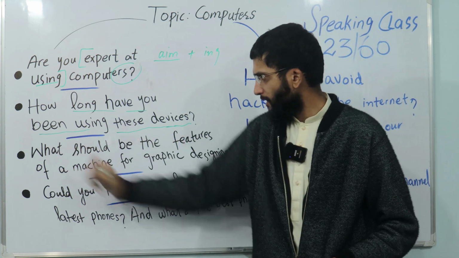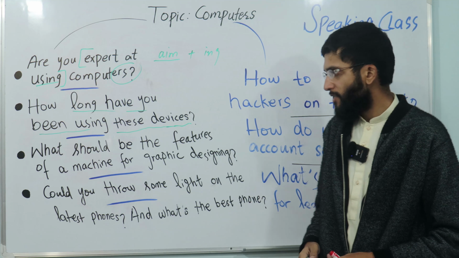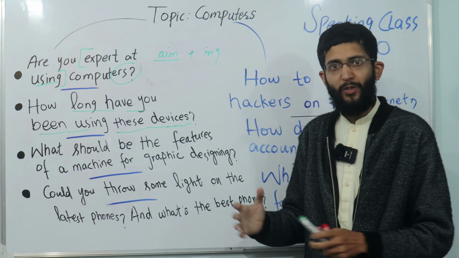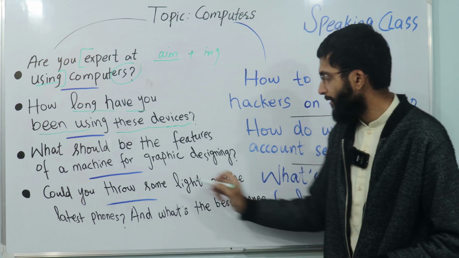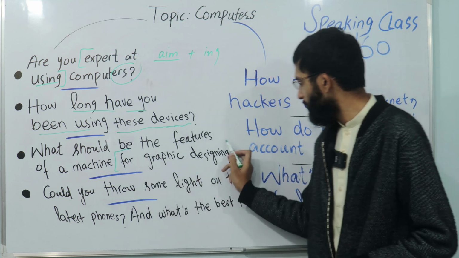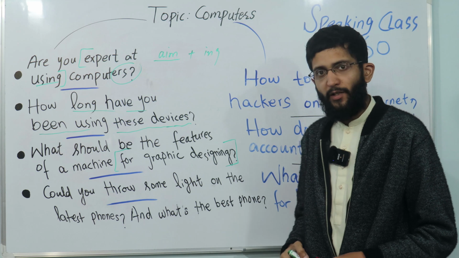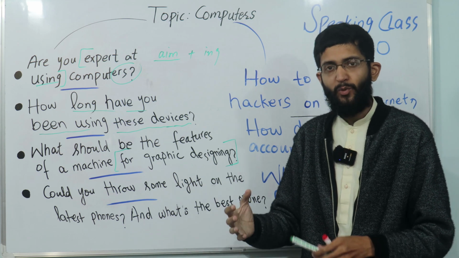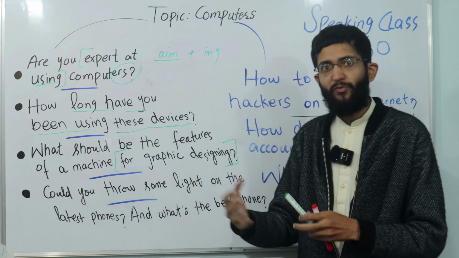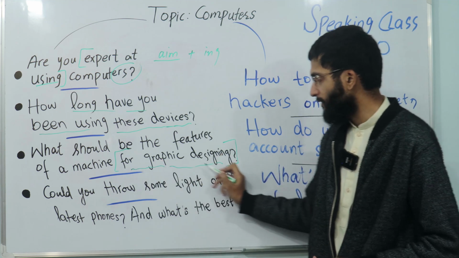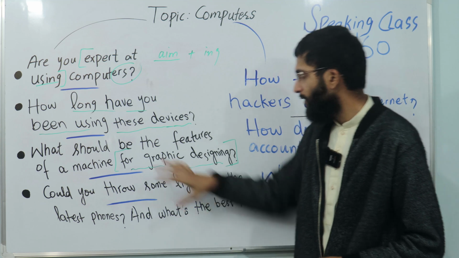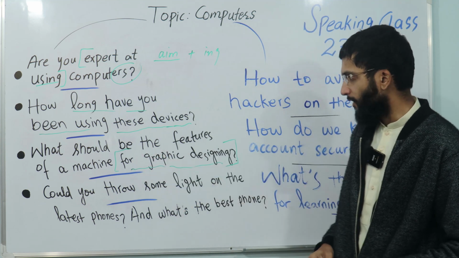And the next question is, what should be the features of a good machine, or what should be the features of a machine for graphic designing? You can ask for graphic designing, for video editing, for digital marketing, for best gaming. So these can be your choices. Good machine for anything. This is a prepositional phrase.